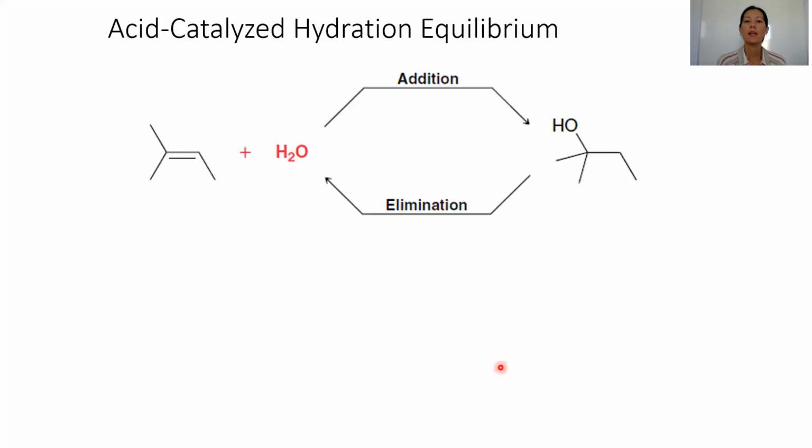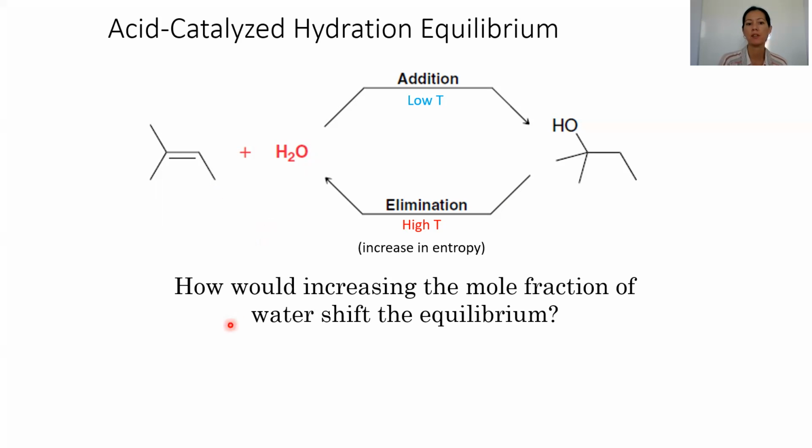So keep in mind, this can be reversible. You can add the water across the double bond to give the alcohol, but similarly, you can dehydrate this in an elimination to return the alkene. How do you favor one or the other? So what we'll find is low T is good in giving this product. High T, which involves this elimination, which is an increase in entropy, favors the reverse elimination. But the reagents that you use can make a big difference.